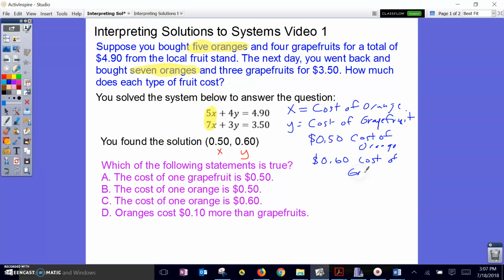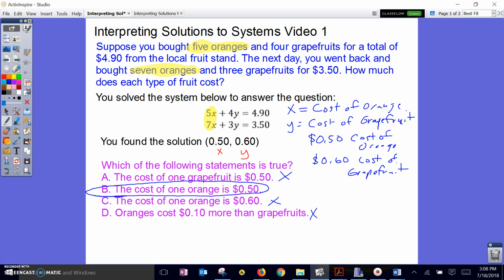And so we can identify which of these statements is true. First statement, the cost of 1 grapefruit is 50 cents. Nope, that's not true. Second statement, the cost of 1 orange is 50 cents. Yeah, it looks like that one is true. Part C, the cost of 1 orange is 60 cents. Nope, that's false. And third, oranges cost 10 cents more than grapefruits. No, actually grapefruits cost 10 cents more than oranges. So we see that B is the only true statement here based off of this problem scenario.